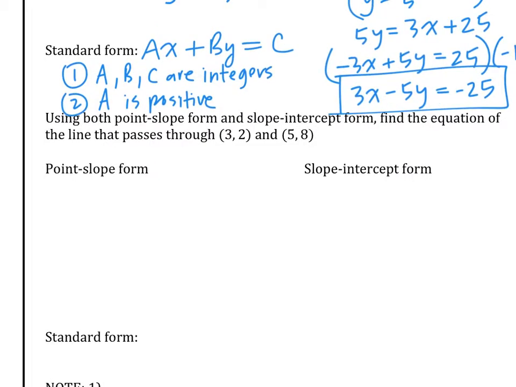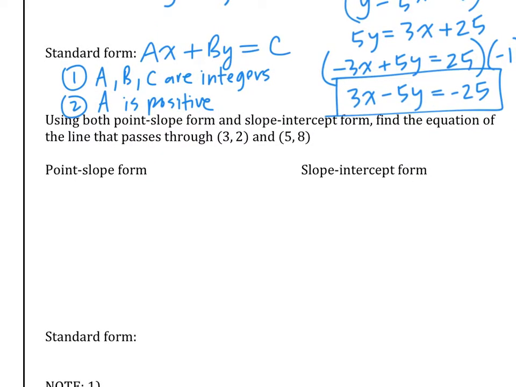Using both point slope and slope intercept form, find the equation of the line that passes through these 2 points. So first thing is you gotta find slope. Okay, use both forms and then find the equation. Let me check it before you go on to standard form.